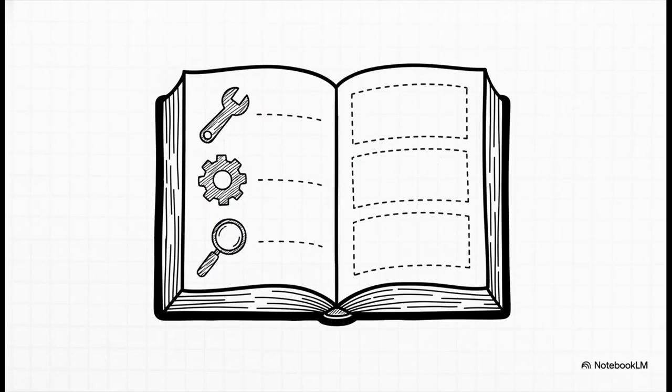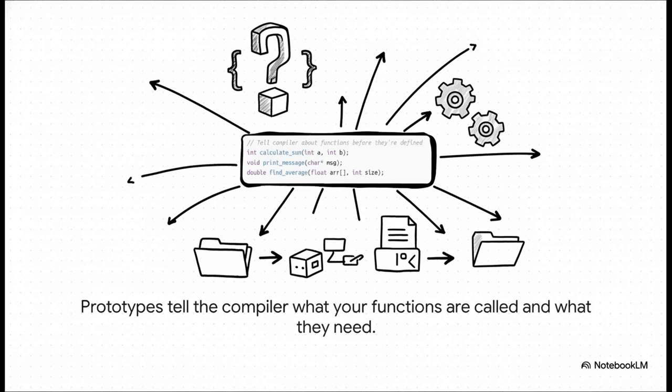Next up, function prototypes. The best way to think about this section, it's like a table of contents for all the custom tools or functions that you're going to build in your program. What's so great about this? Well, it tells the compiler, hey, just so you know, a function with this name exists and this is what it needs. You can then write the actual code for that function way down at the bottom of your file. It just gives you a ton of freedom in how you organize things.